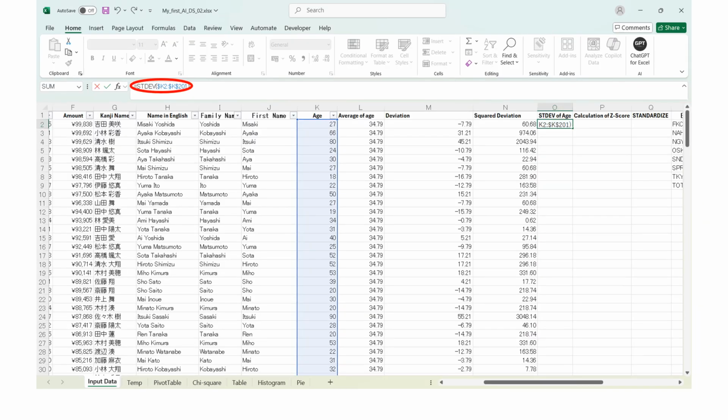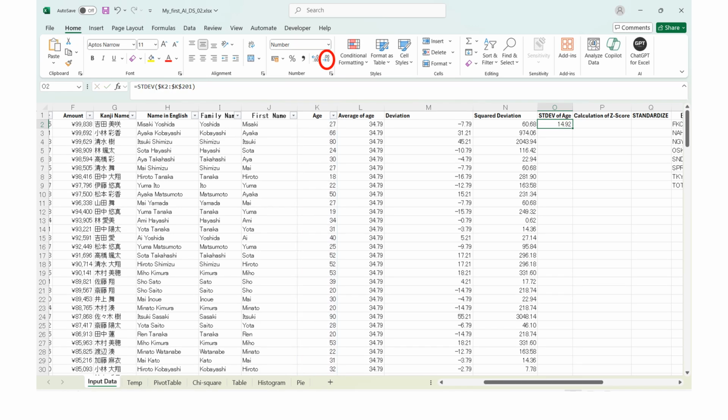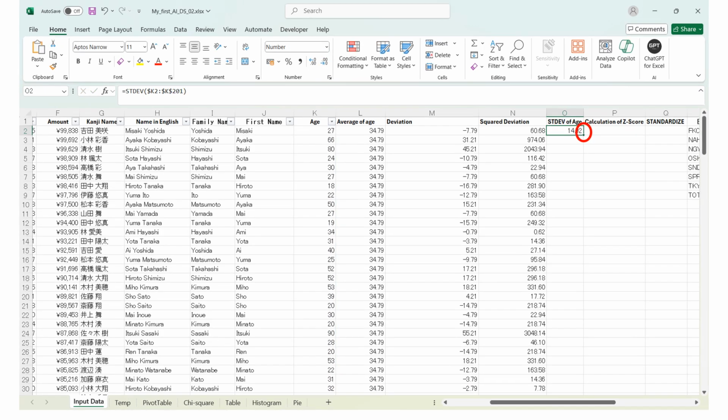The data is often a sample, in which case the standard deviation is calculated with standard deviation S. Now, let's calculate the standard deviation of age using the standard deviation function. In the argument of the standard deviation function, enter the range of age data. Round to 2 decimal places. Autofill.